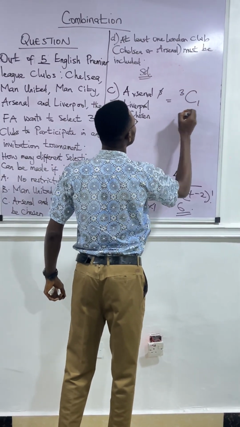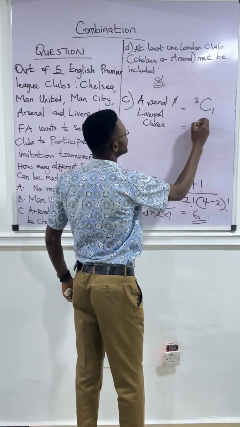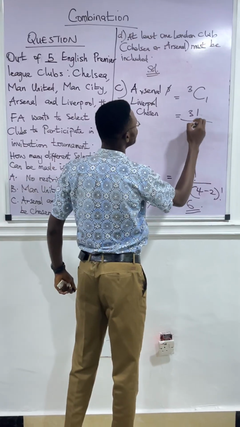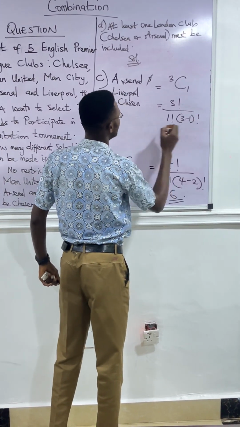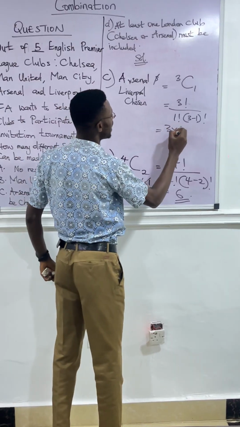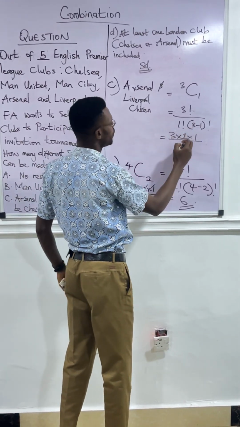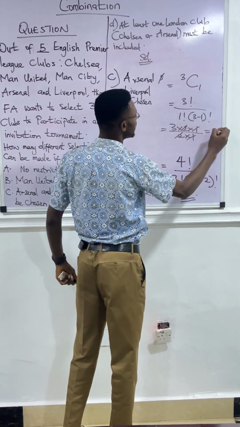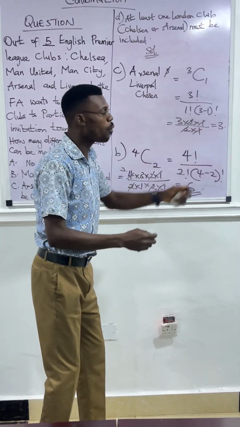3 combination 1. Okay? So that is 3 factorial over 3 minus 1, that's 2, 1 factorial, then 3 minus 1 factorial. What is 3 factorial? 3 times 2 times 1. 1 factorial is 1, okay? 3 minus 1 is 2. 2 factorial is 2 times 1. So 2 takes care of 2, 1 takes care of 1. My answer is 3. So Arsenal and Liverpool choosing is equal to 3.